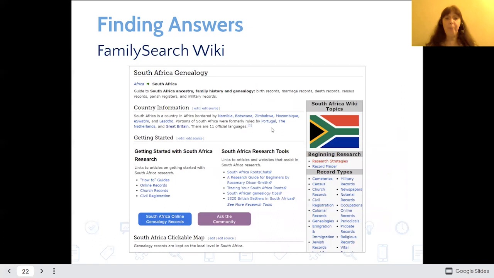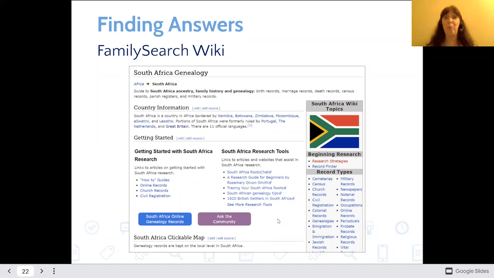So for this example, I chose South Africa genealogy. And when I did, I got this amazing page that gave me research guides and a link to the community and all these other links for places that could help me research people in South Africa. So the Research Wiki is an amazing tool. I love to go there and just see what records they have that I might not already be aware of that I would like to search.